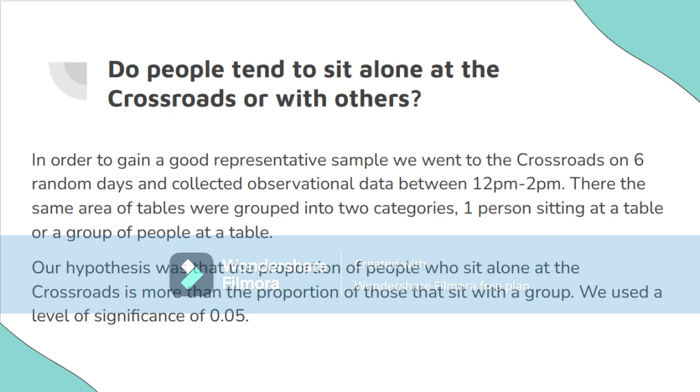Our hypothesis was that the proportion of people who sit alone at the crossroads is more than the proportion of those that sit with the group. We used a level of significance of 0.05.